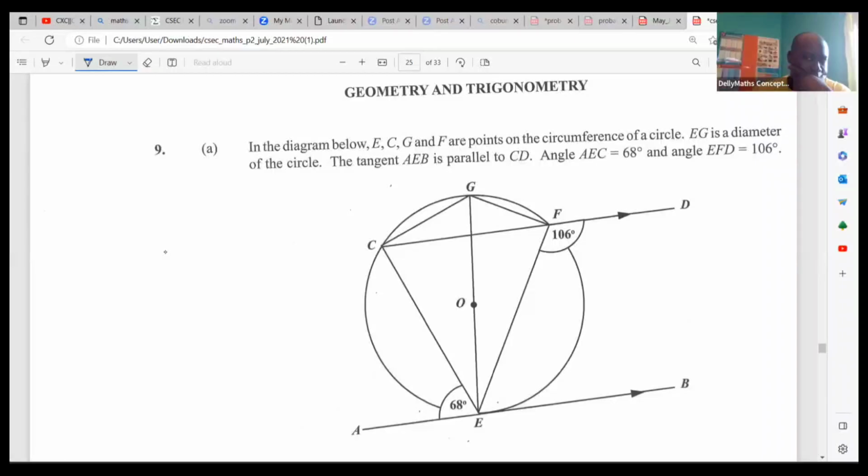What we're looking at today is a circle theorem question. So let us go for it. In the diagram below, E, C, G and F are points on the circumference of a circle. EG is a diameter of the circle, and the tangent AEB is parallel to CD. Angle AEC equals 68 and angle EFD is 106.